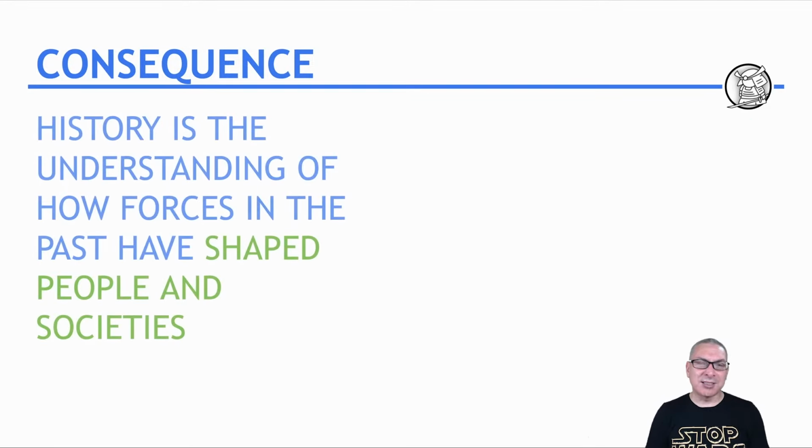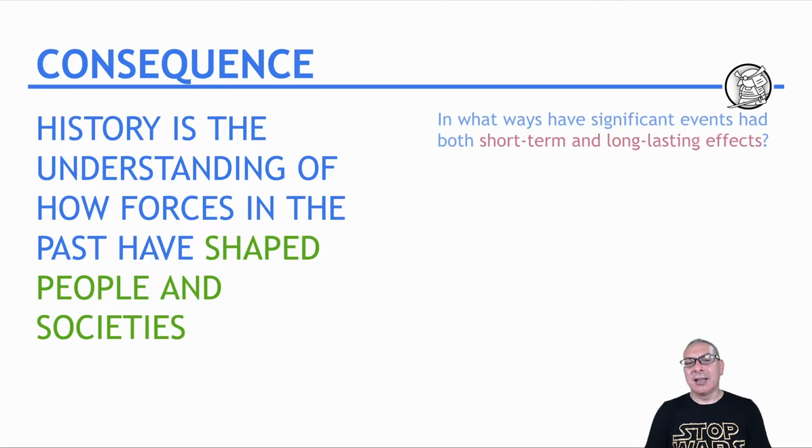So consequence is a little trickier than you might think, cause and effect, but essentially it's how forces have shaped people and societies. Looking at these things to see the outcome, the consequence, how those things came to be. And so you're going to ask questions like, in what way have significant events had both short and long-term effects? The effects meaning consequence, right?